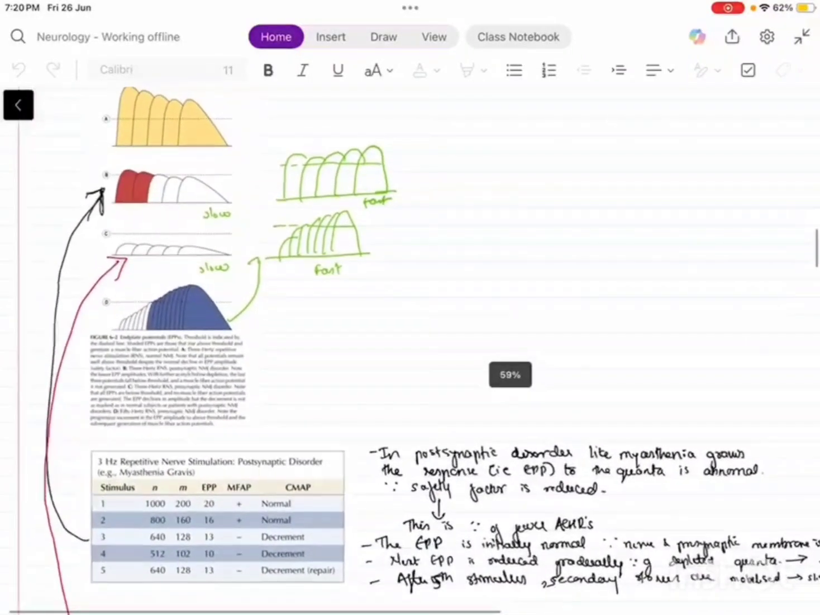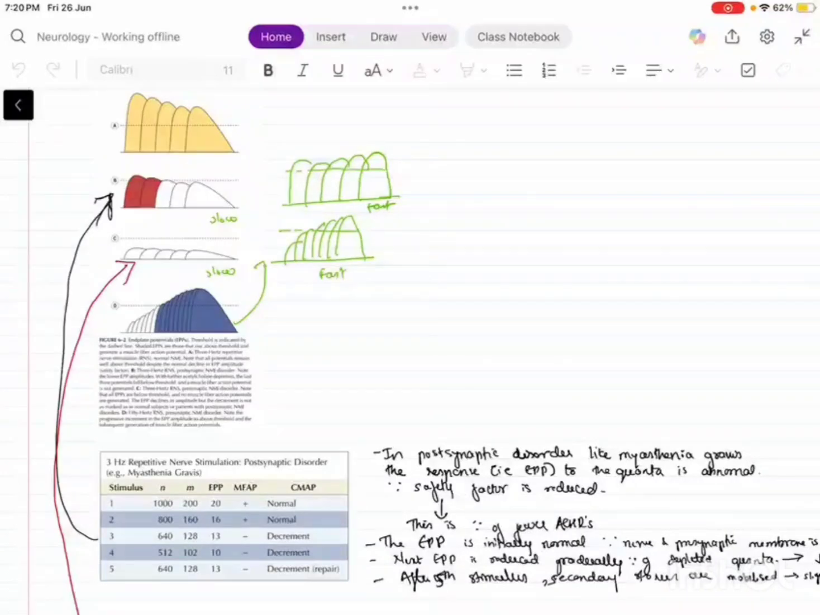Now look here carefully. First you will see 3 Hz, that is slow stimulation, slow RNS in the case of a postsynaptic disorder. The postsynaptic disorder is myasthenia gravis. In the first 4 stimulations there is a gradual decrease in the quanta, and the 5th shows an increase. There is a decrement because slow RNS cannot accumulate more calcium in the presynaptic membrane, which results in a gradual decrease in the CMAP amplitude.